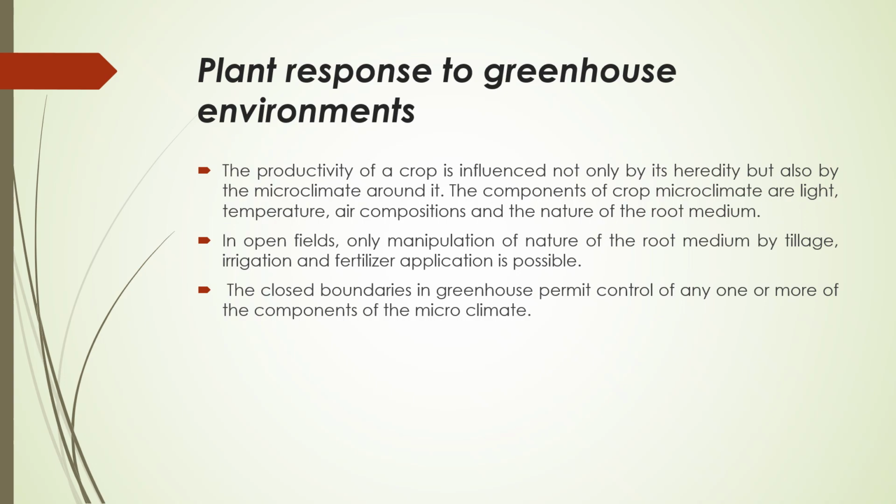Plant response to greenhouse environment. The productivity of a crop is influenced not only by its heredity but also by the microclimate around it. The components are light, temperature, air composition, and the nature of the root medium. Manipulation of the nature of the root medium by tillage, irrigation, and fertilizer application is possible. The closed boundaries in a greenhouse permit control of any one or more of the components of the microclimate.